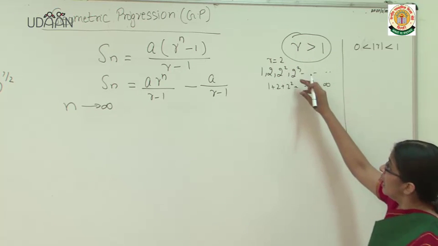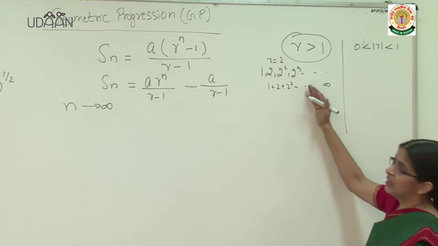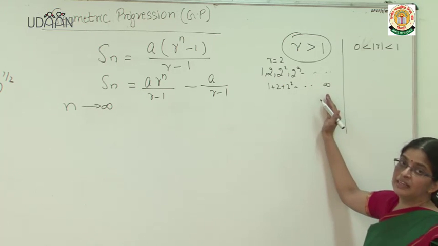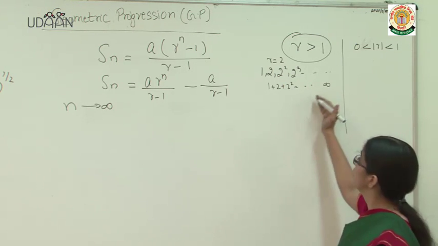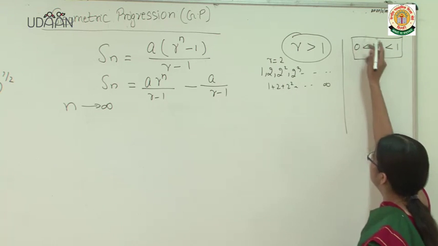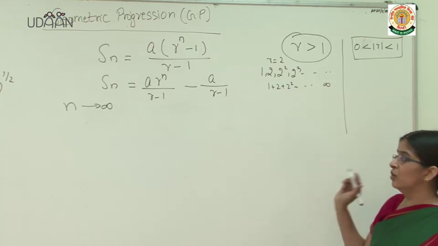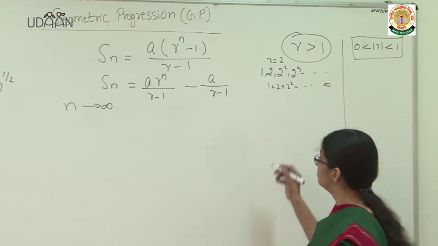What is the reason? As we move from left to right, the values of the terms keep increasing, so it's a divergent sequence, it's not a convergent sequence. Now we have to discuss this case, that is when modulus r lies between 0 and 1. Again, I'll take one example.